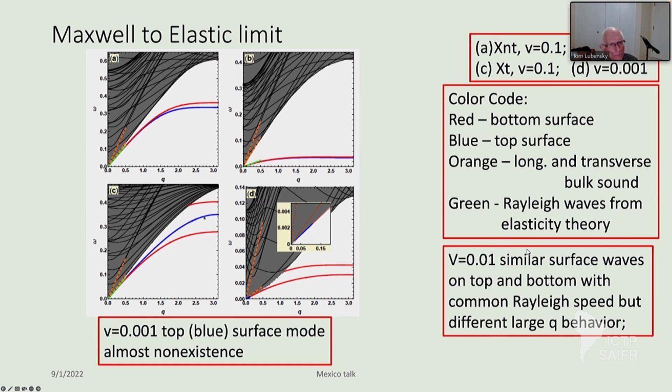So the blue line gets shorter and shorter, and when I have V equal to 0.001, it's just this teeny little blue thing at the bottom here. It dies when it goes into the continuum.